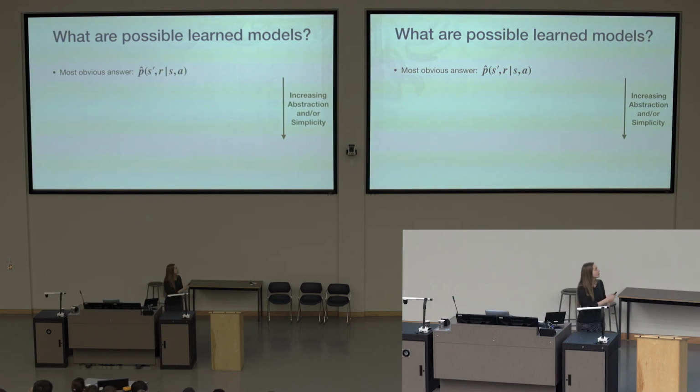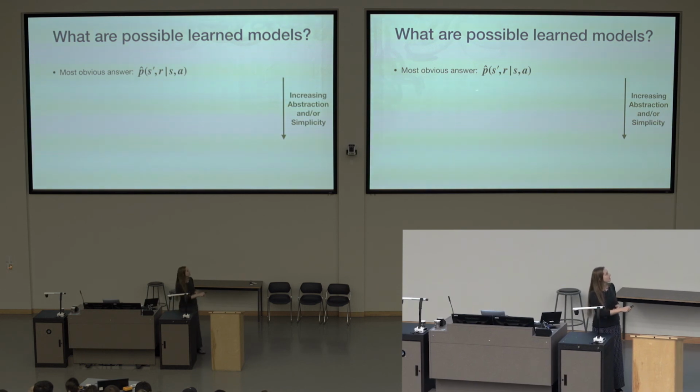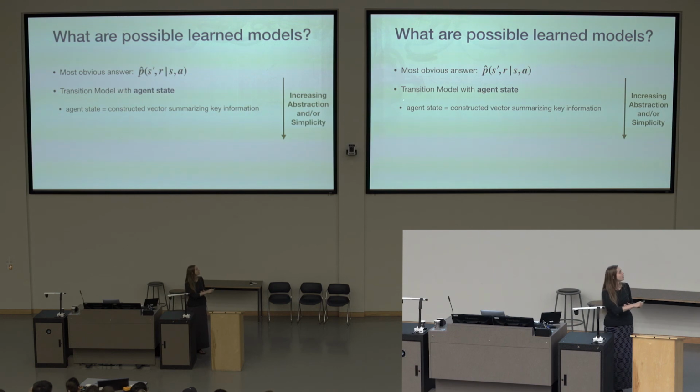Okay, so we started off with, what are the possible models that we could learn? And I said the most obvious answer is let's just go ahead and try to get the transition dynamics, p hat. But I have this arrow here because I'm clearly going to start telling you that we could maybe learn simpler models. I'm going to say that this is the most complex model you could learn.